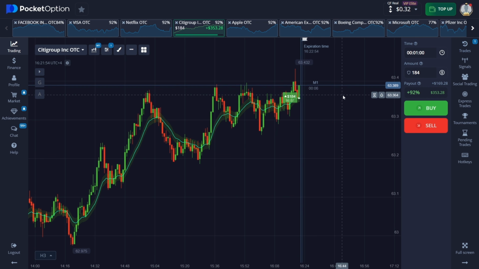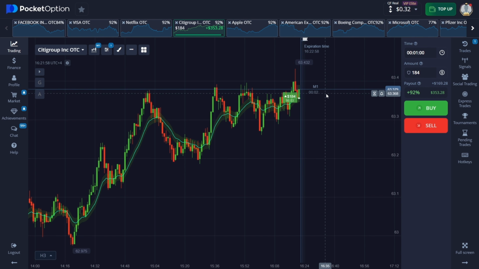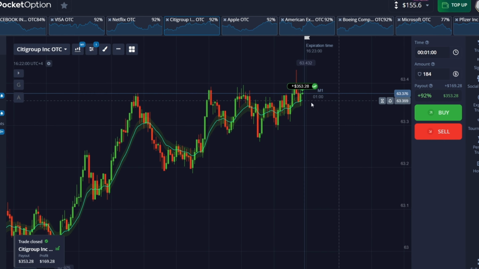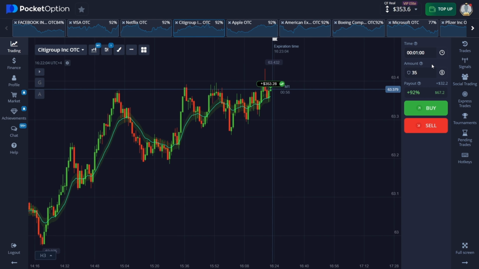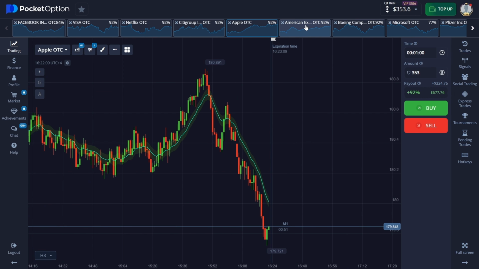The trade is currently going in our favor and we have only 5 seconds left. And we won our third trade. Our balance has now increased to $353. Let's find a trade for $353.